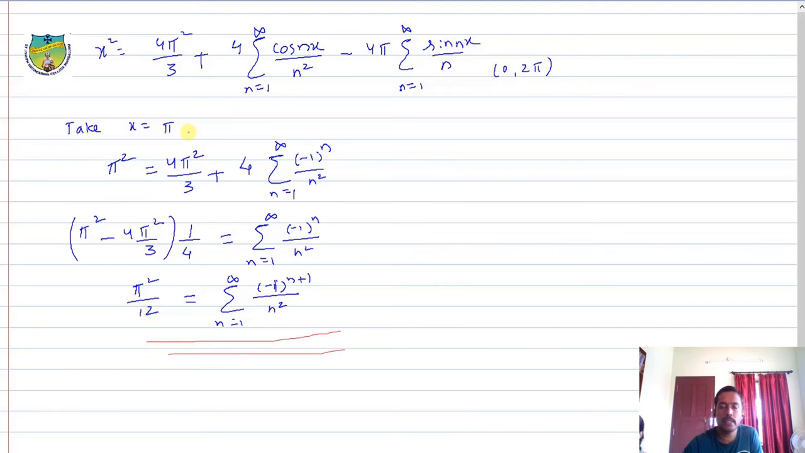When you take x as pi, the left side becomes pi square, on the right side cos n pi remains, and sin n pi comes from the next term, but sin n pi is 0. So this term will not contribute anything to the summation. So we get the a0 term and the an term. These two terms will be contributing here, and simplification gives you pi square by 12 equal to this one. You can slowly look into this.